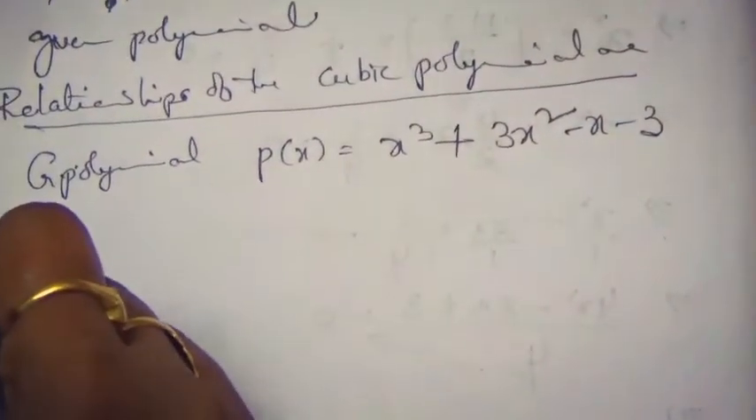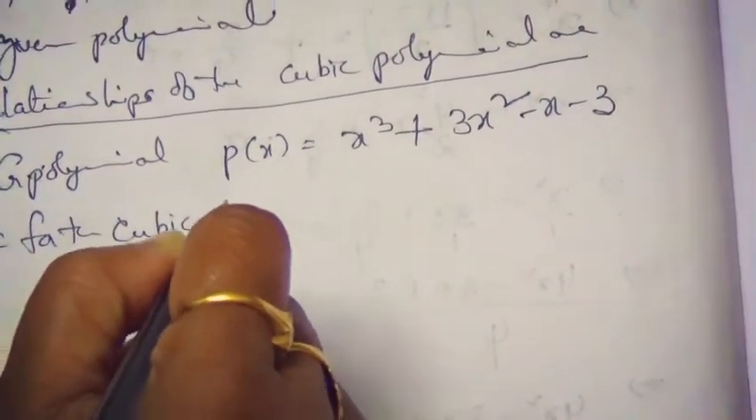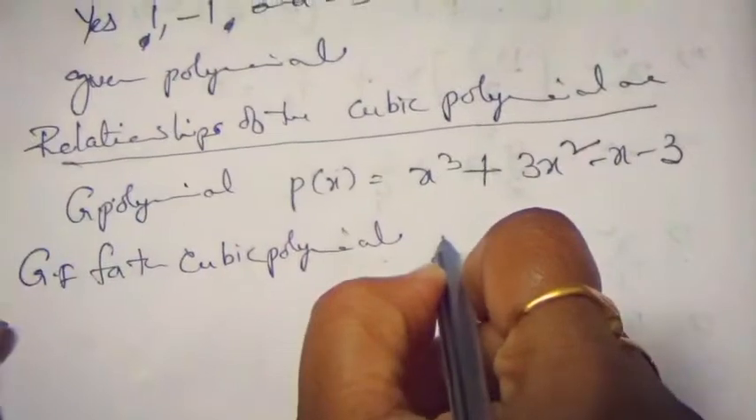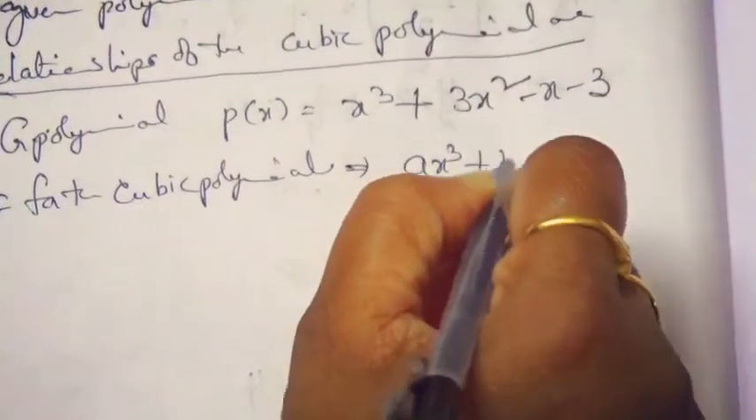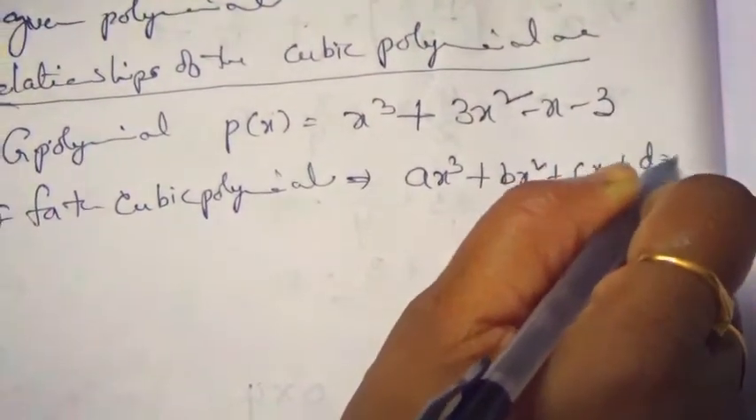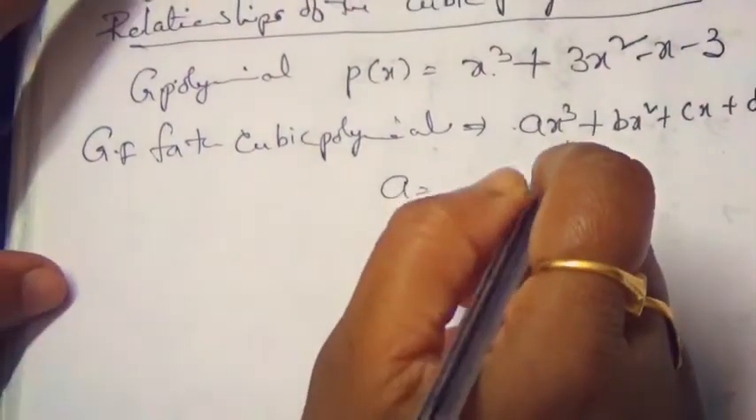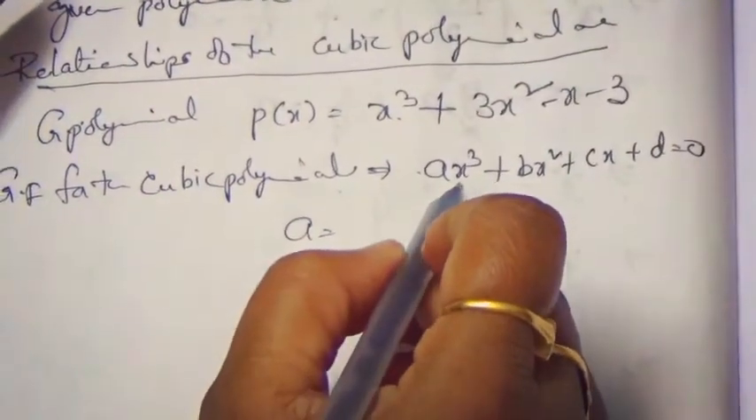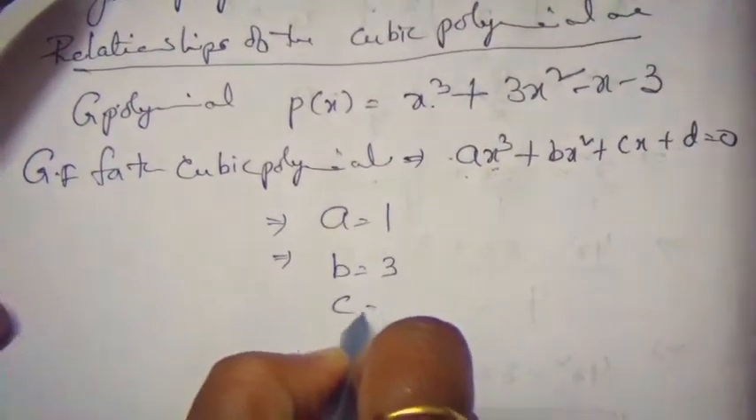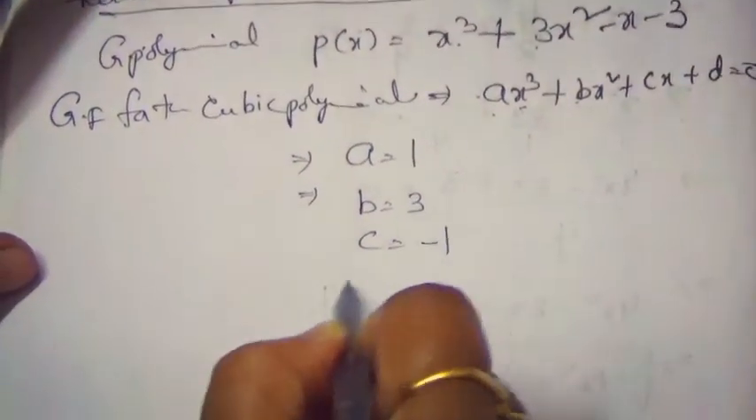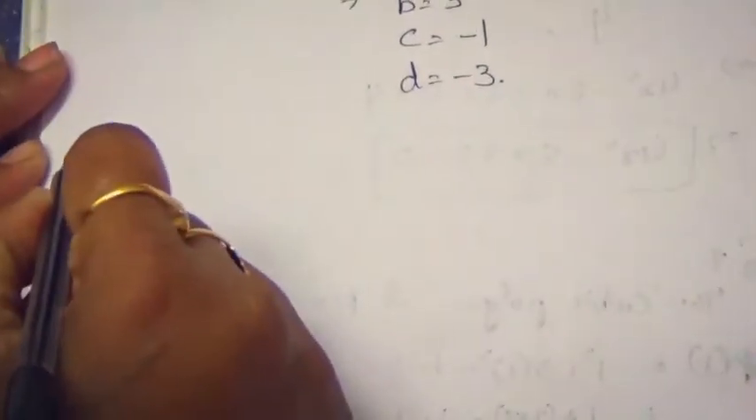Okay, so the general form for the cubic polynomial, what is the general form? ax cube plus bx square plus cx plus d is equal to 0. What is the a value when you compare to these two? What is the value in front of this? That means the coefficient of x cube, that is a. Here we have 1, b is equal to 3, c is equal to, you just check here, okay, c is equal to minus 1, d is equal to minus 3. We have to verify by these relationships, right?